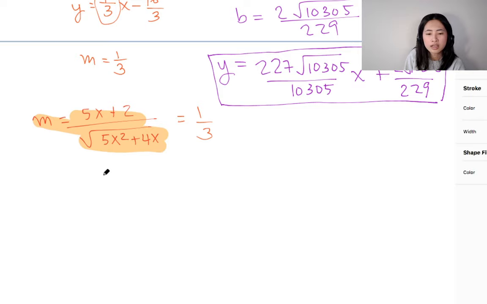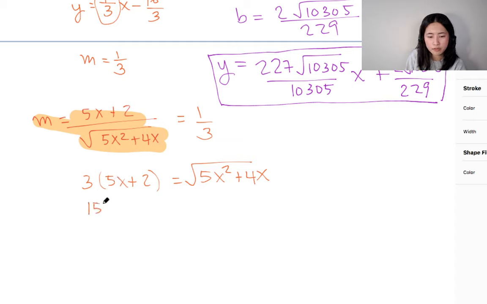So cross multiply, right? 5x plus 2 times 3, so we're going to have 3 times 5x plus 2. And this is equal to 1 times the square root of 5x squared plus 4x. Okay, maybe we can expand this. So expanding this, it would give you 15x plus 6, right? And this is equal to the square root of 5x squared plus 4x.